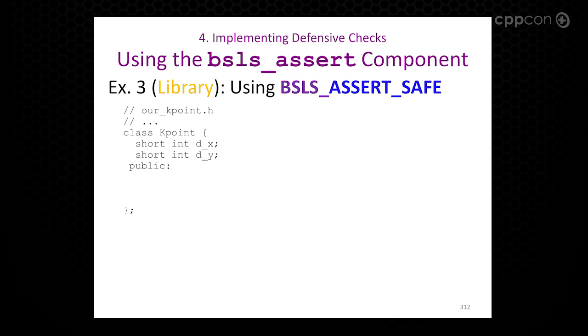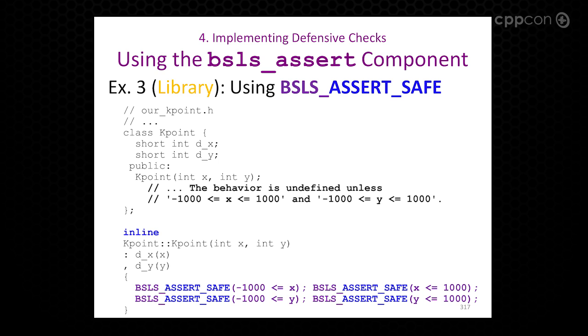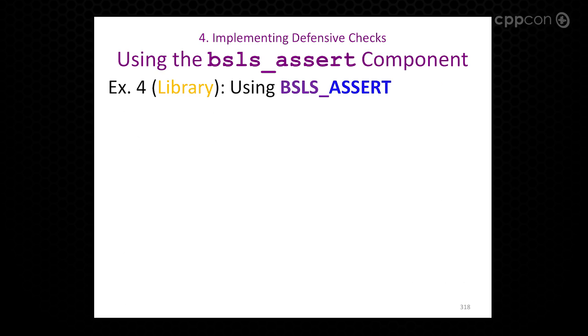All right, so example 3, using BSLS assert safe. I have this class kPoint. kPoint has a constructor, and it says behavior is undefined unless, and we've got these conditions, okay? So here's our inline function, and we put in our appropriate asserts to explain how we solve this problem, and that's it. That's all you have to do.